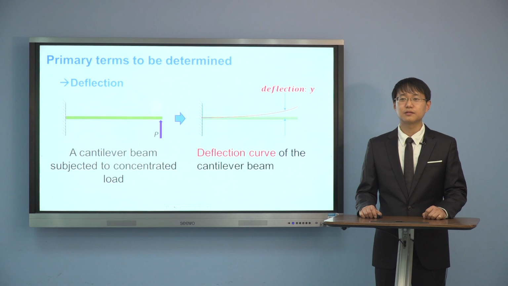And this initial beam is shown as blue line, and deflected beam is shown as red line. Before this concentrated load is applied, the beam remains as a blue line, and after the load is applied, the beam is deflected to red line. So deflection is defined as a distance between a point at the initial beam and a point at deflected beam.